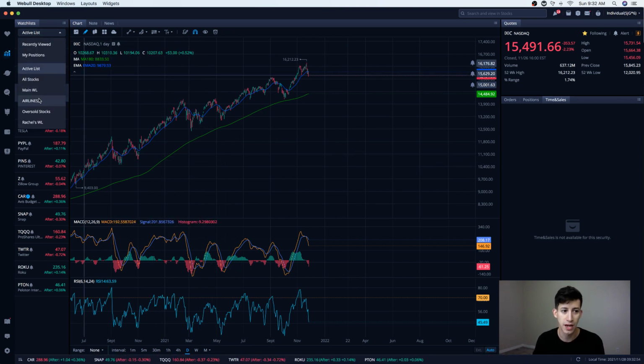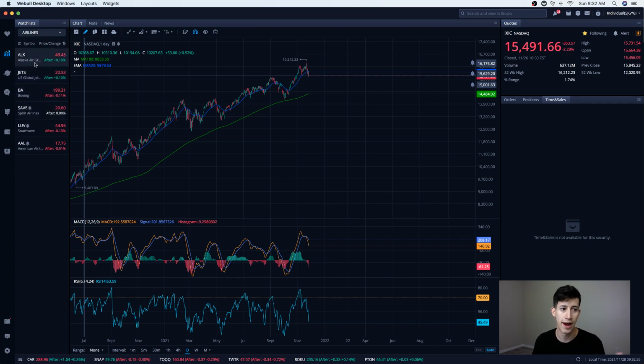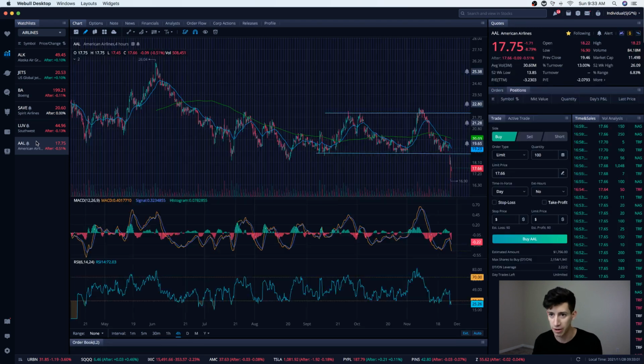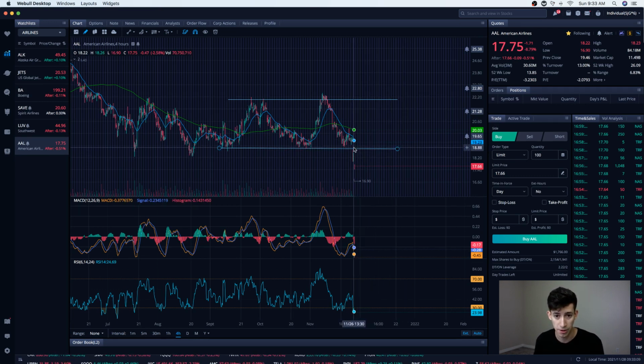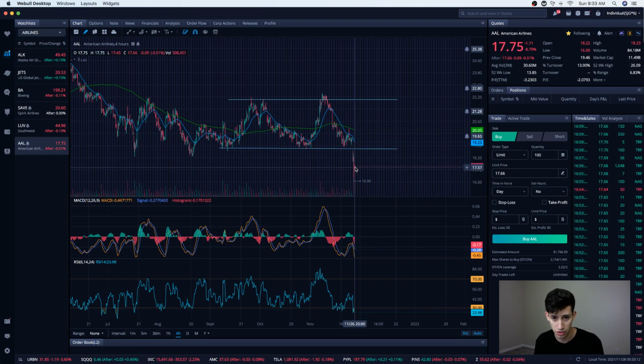So I have this airline watch list where I added the airlines that I like to pay attention to. American Airlines is one of them. And we've already seen on Friday, when this news began to come out, that it dropped 8%. This is where American Airlines was trading at, and then we saw this huge drop, right?